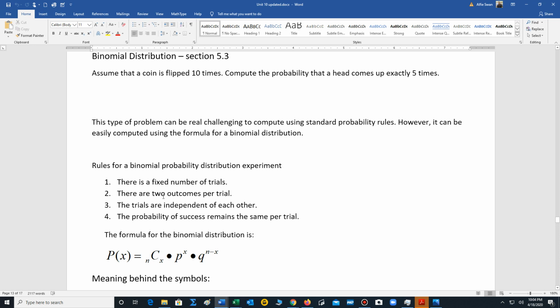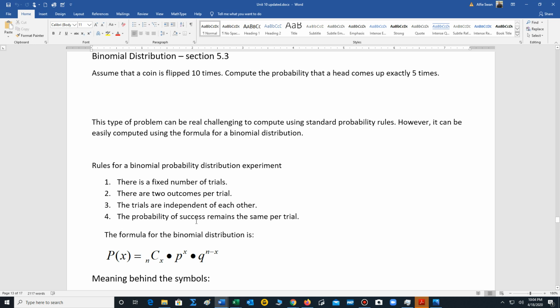Second rule, there has to be two outcomes per trial. In our example, we do have two outcomes, heads or tails. Third rule, the trials are independent of each other. If we're flipping a standard coin and we get tails on the second toss, that should have no impact on getting tails on the fifth toss or the eighth toss. Thus, this problem is independent. The outcomes are independent of each other.